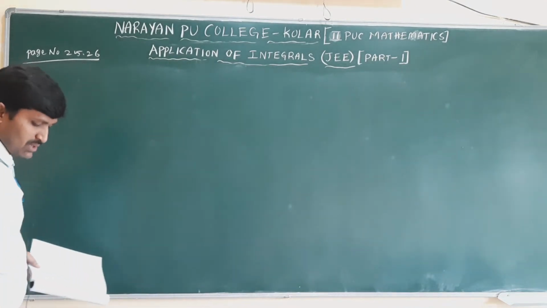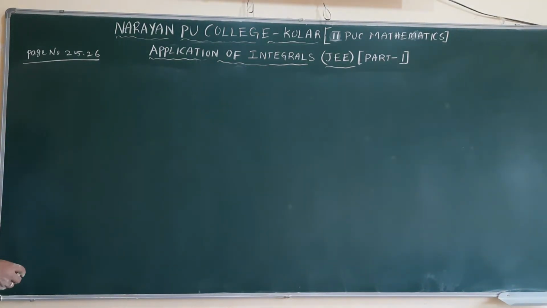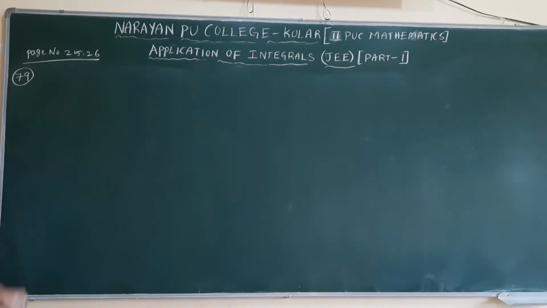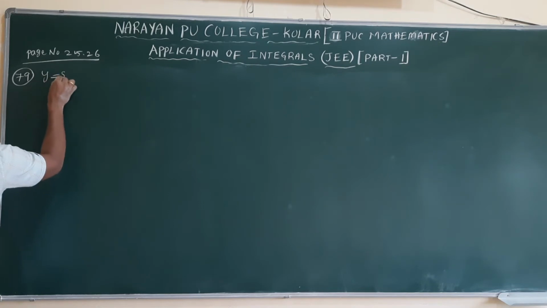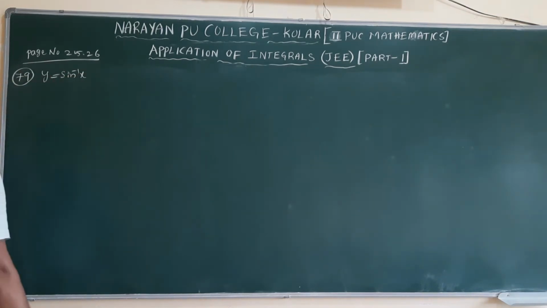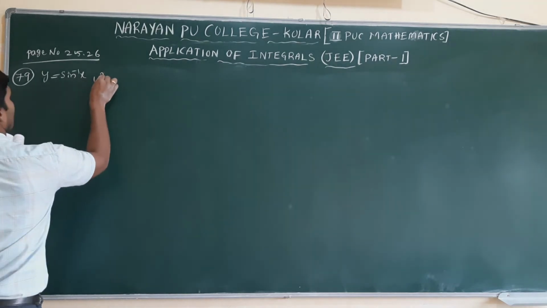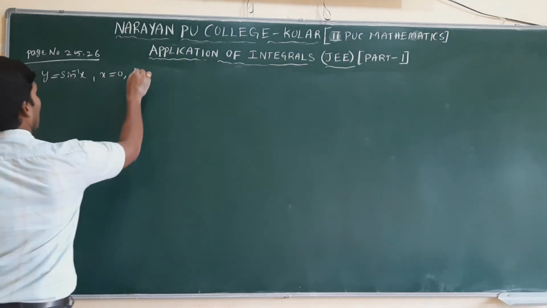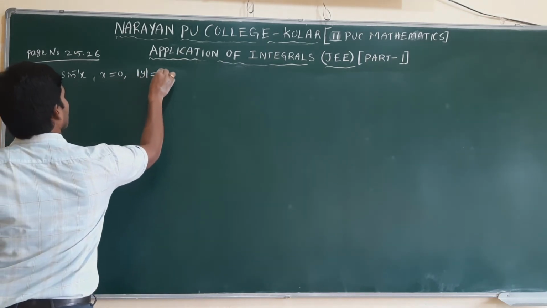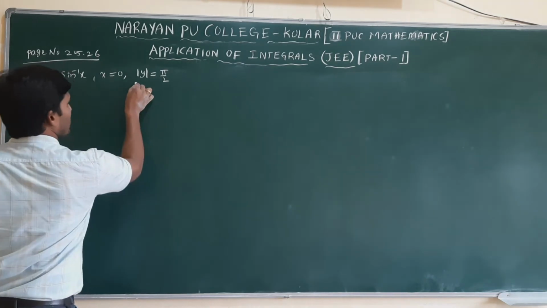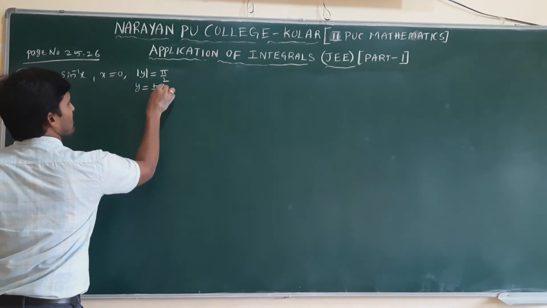Next, question number 79. The area bounded by the curve y equal to sine inverse x and the line x equal to 0, which means which axis? Y axis, and mod y equal to pi by 2. Mod y equal to pi by 2 means, if you remove the modulus, what will you get? Plus or minus pi by 2.